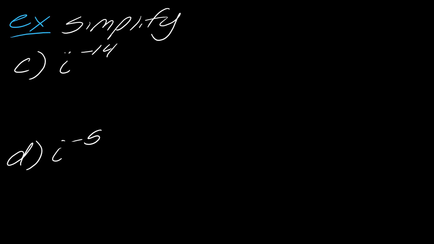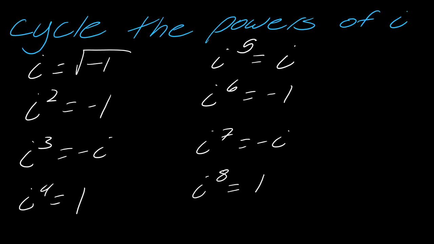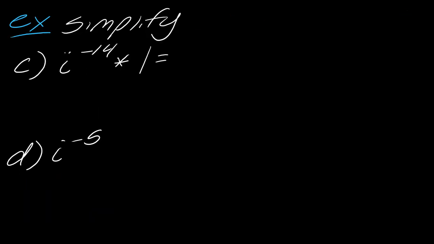I've thrown in a little bit of a curveball here, so I've got a negative exponent. So what do I do now? Okay, so there's actually a pretty clever trick you can do to figure this out. What we're going to do is multiply this by 1, which does nothing, right? If I multiply by 1, that doesn't change the value of this expression. But I know that 1 is equivalent to i to the fourth. So I could rewrite this now as i to the negative 14th times i to the fourth.